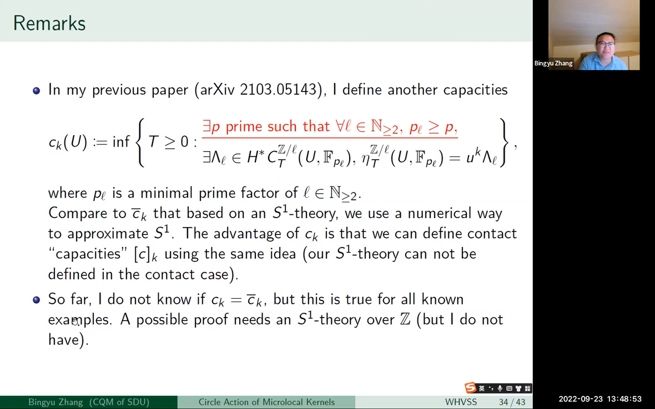Okay. Now let me just start from the second one. Actually, I need to tell you, I don't know if these are equal. Actually, I have a proof, but I don't have all the ingredients in my proof. So I need an answer to that, but I don't have one.